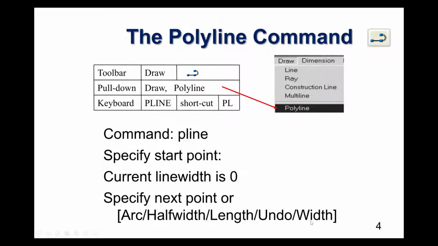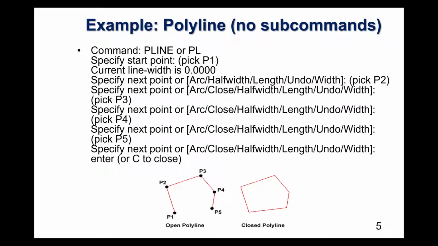Now let's just ignore these subcommands first, and let's just try to draw random lines using pline. Like in this example, simply randomly pick 5 points to create a random object. You can choose to press C to close the object or just press Escape to end the command. I will demonstrate this now on AutoCAD.